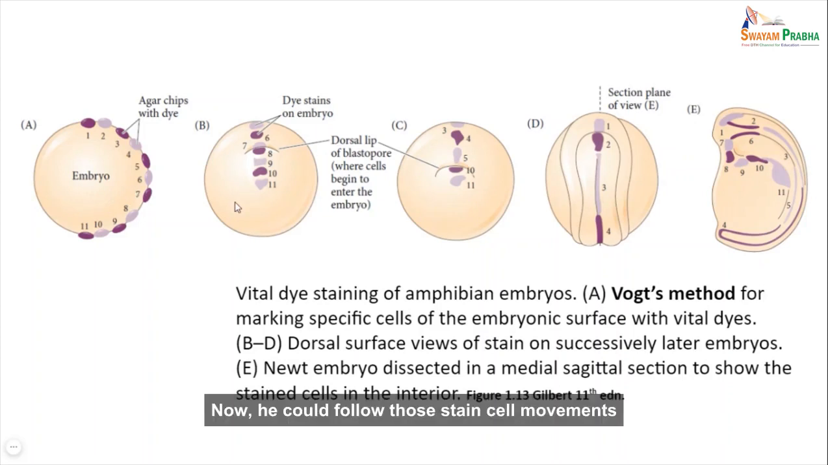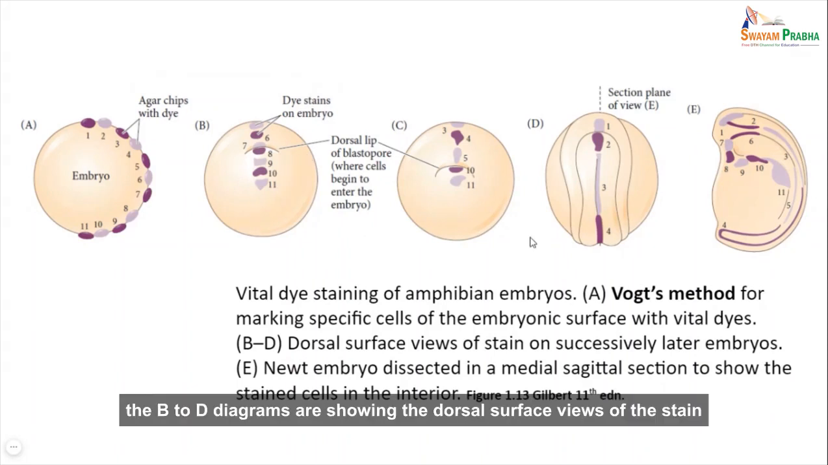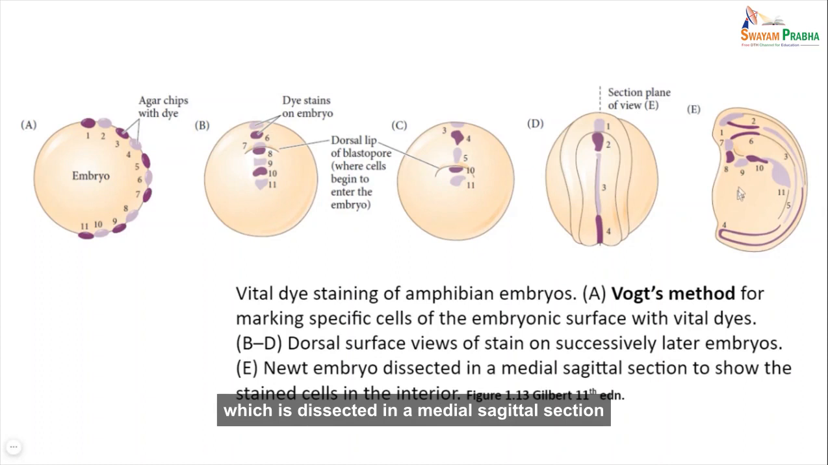Now he could follow those stained cell movements in the embryo to find out their prospective fates. Here, as we see, the B to D diagrams show the dorsal surface views of the stain on successive later embryos, and the E diagram shows an embryo dissected in a medial sagittal section to show the stained cells in the interior.